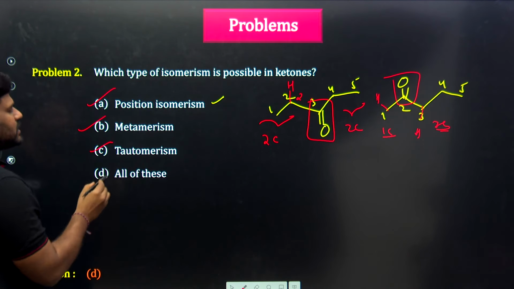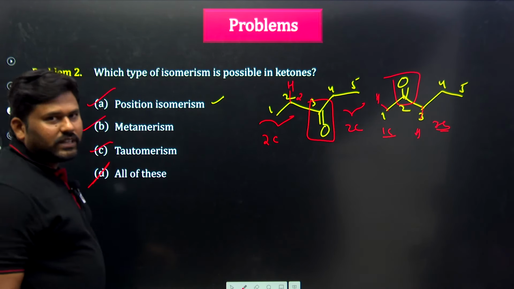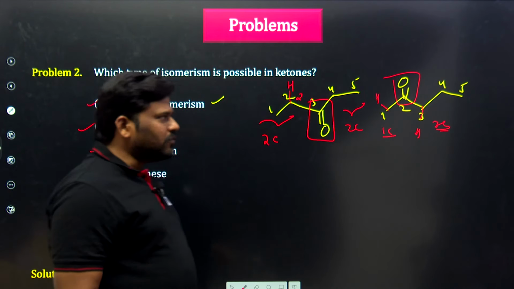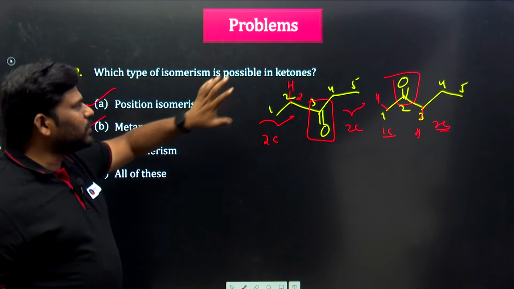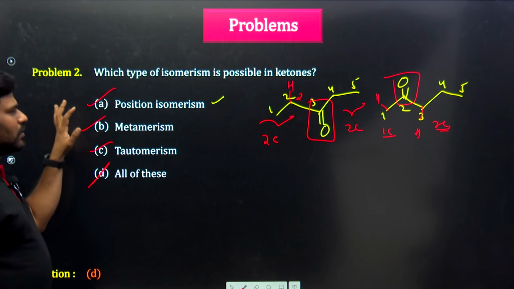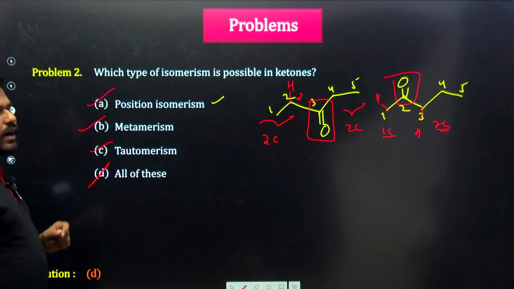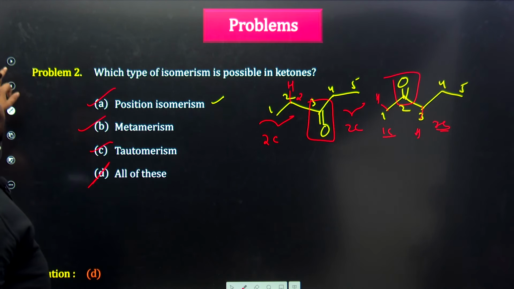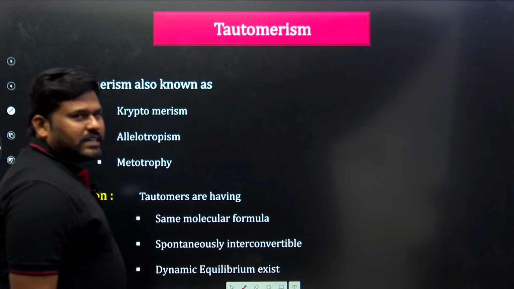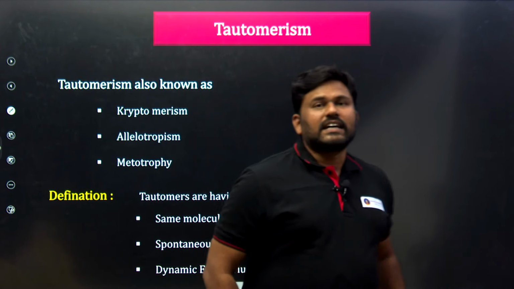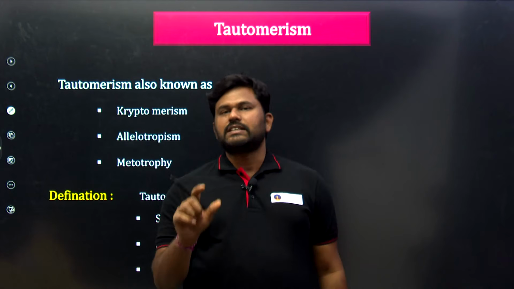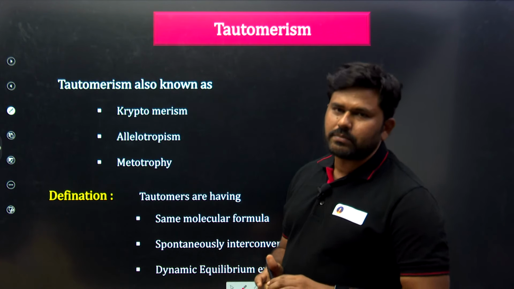Which isomerism is possible in ketones? All of these is the option, the fourth option. Possible isomers in ketones are position isomerism, metamerism, tautomerism and all of these. All of these is the answer. So this is about metamerism. In total, in structural isomerism, 5 types of isomerism are completed.